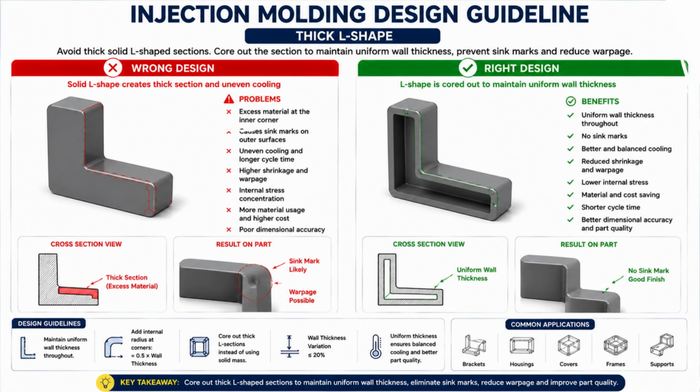Eighth, thick L-shape. This L-shaped design is a hidden problem. Solid L sections create thick corners that shrink unevenly. Core out the inside and add radii to maintain uniform wall thickness. So, uniform walls reduce defects.